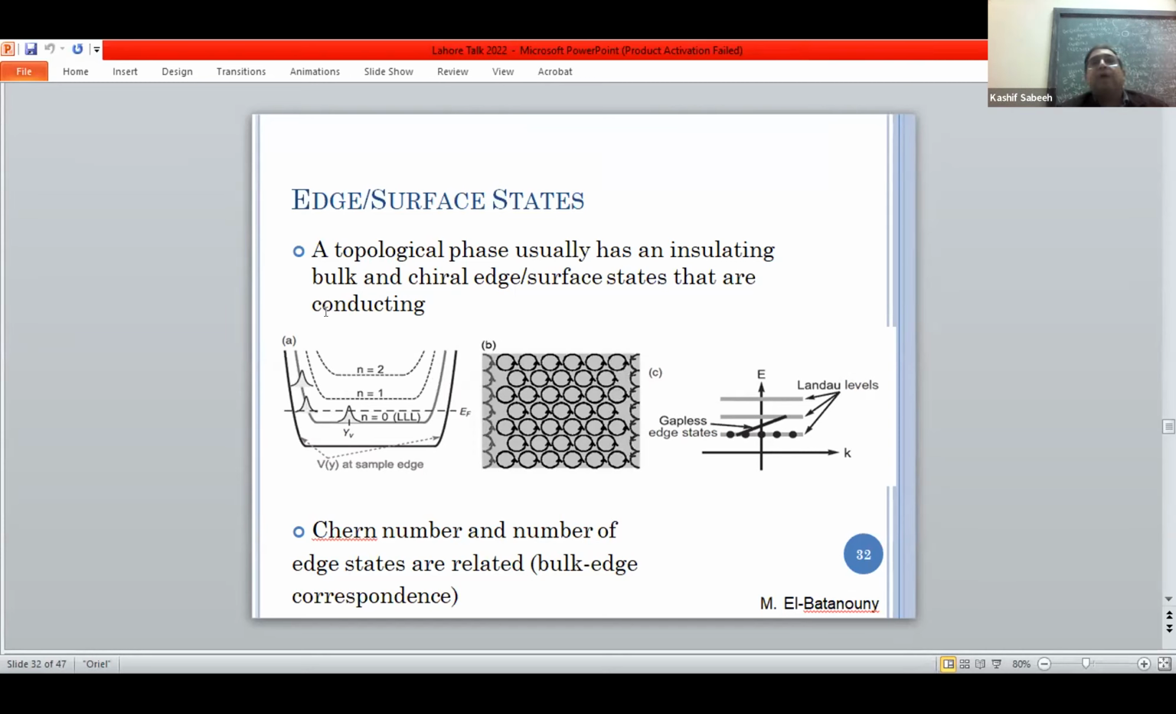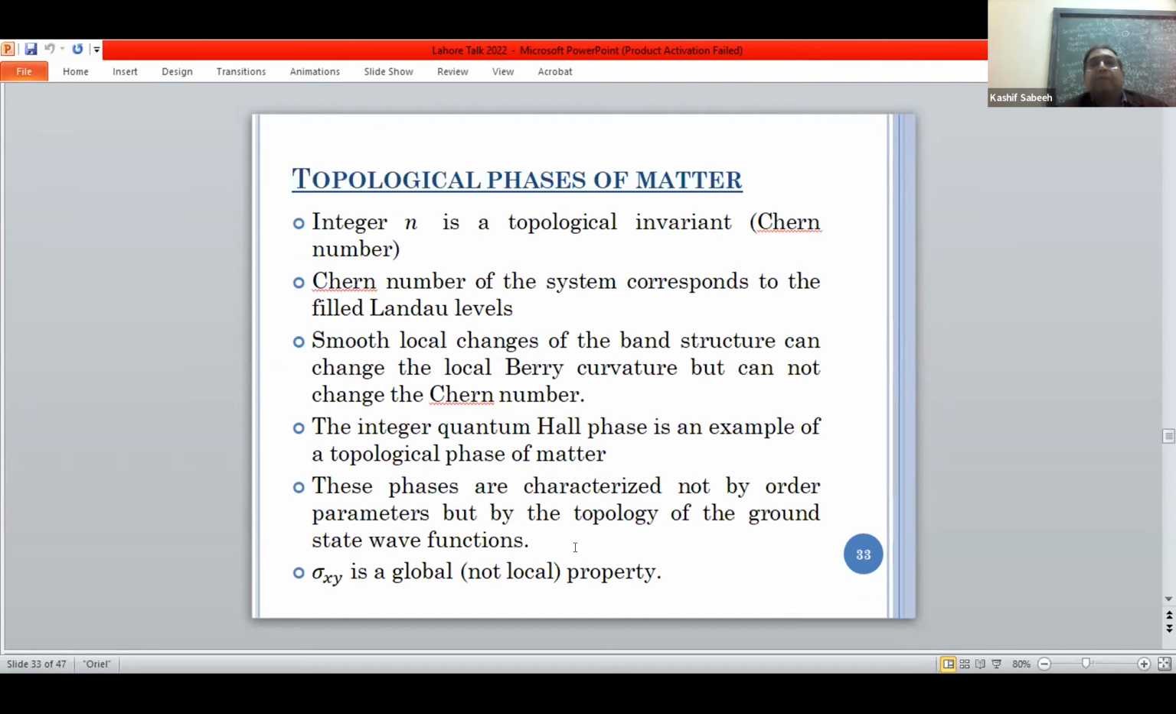It is important to see again and again that a topological phase has an insulating bulk. An example of that is this quantum Hall insulator, with chiral unidirectional edge states, or if you have a three-dimensional sample, there will be surface states that are conducting. And the Chern number, the number n that we had in the previous slide, is related to the number of edge modes that you have. So there's a bulk-edge correspondence.